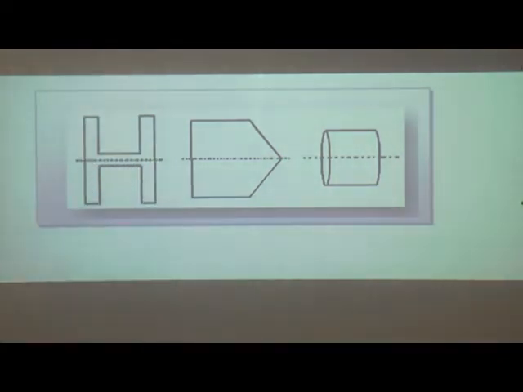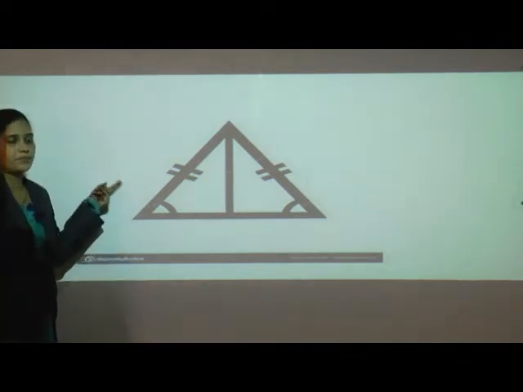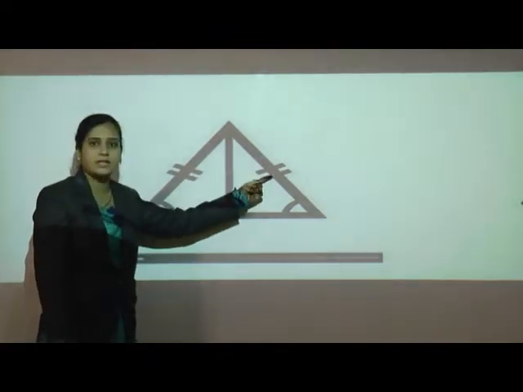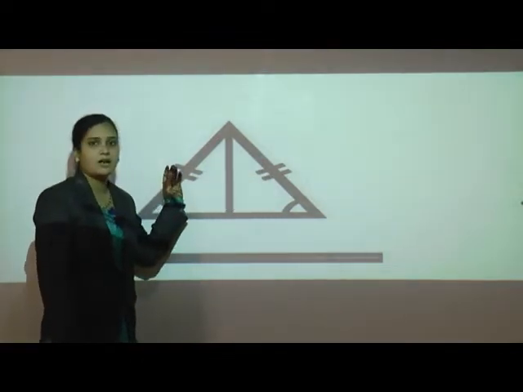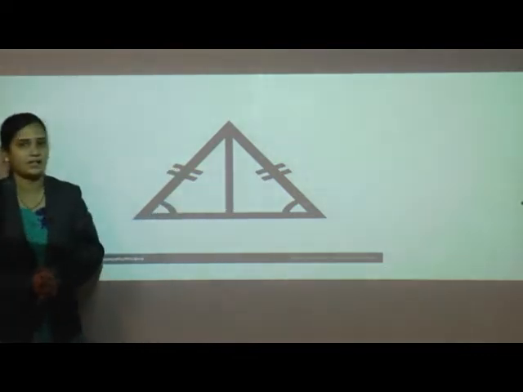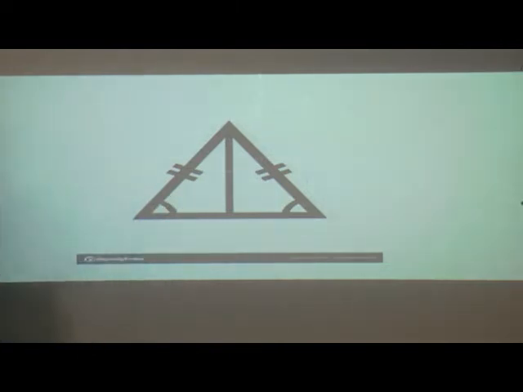Now we'll see the next example. What is this, students? Yes, this is a triangle. Now students, which type of triangle is this? Isosceles, because this mark shows that the triangle is an isosceles triangle. That means two sides of the triangle are equal in length, so this is an isosceles triangle.